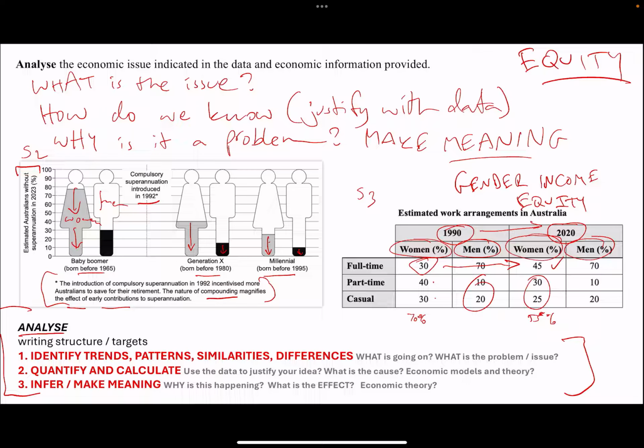But the first thing we have to think about is, what is the issue? And how do we use the data to do our step number 2 to justify it? How do we know this is a problem? And what would be the effects of this problem? So now we're starting to say we've got an issue here around older women specifically, women, less super. So that's the gender income equity part, but younger women are still affected.